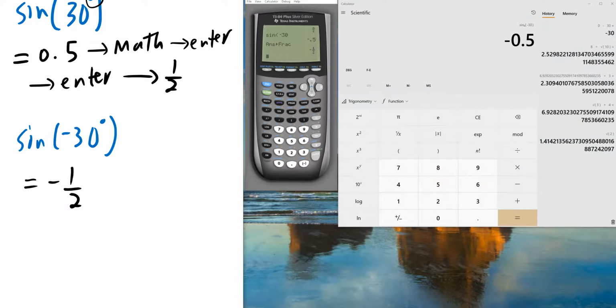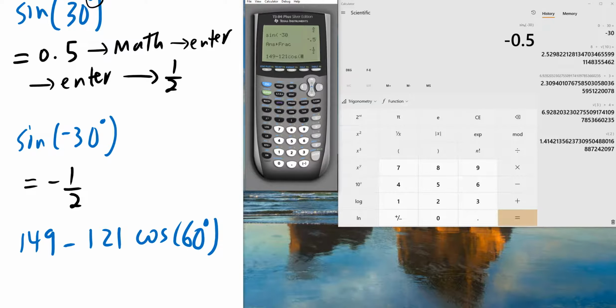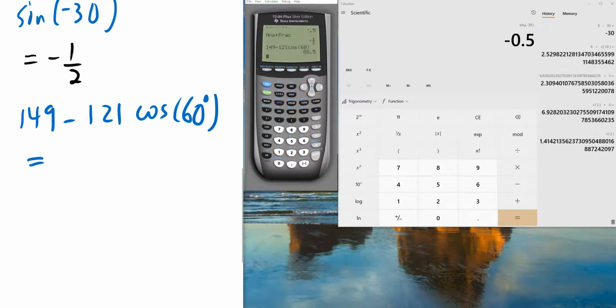What if I want to calculate 149 minus 121 cosine 60 degrees? I can do that all in one operation here: 149 minus 121 cosine 60 degrees, and close the parentheses. That equals exactly 88.5. No degrees, just 88.5.